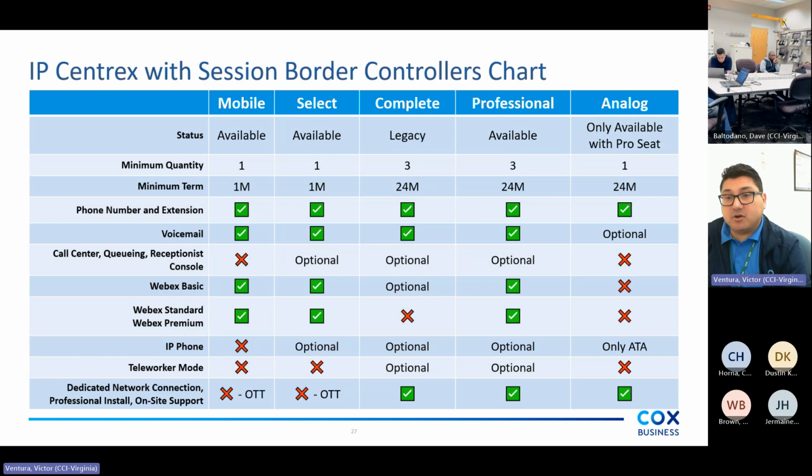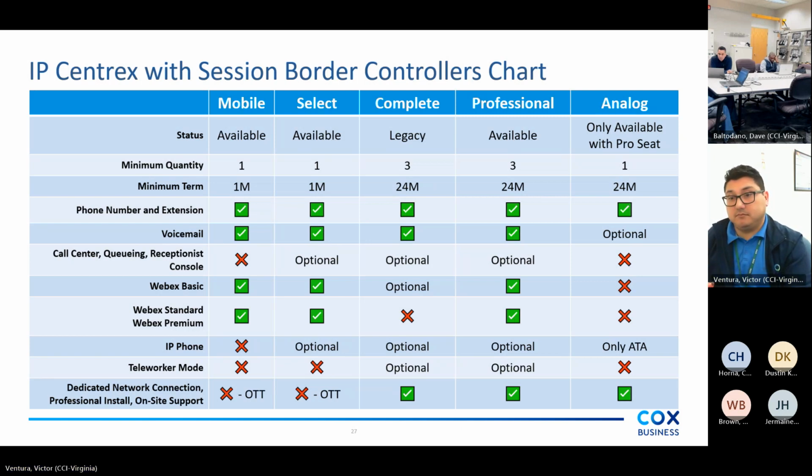Now we have what we call our professional. We used to call it complete, and now we call it professional. Those do have a minimum. So if you go to a customer's office, you should see a minimum of 3 seats. They do have some contract agreement. There are minimum terms. And then the customer can use any combination of IP phones that they would like to use.